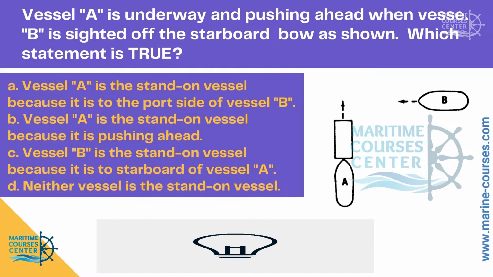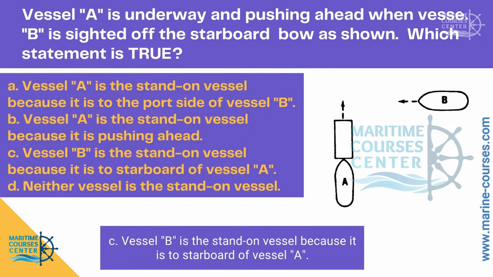A. Vessel A is the stand-on vessel because it is to the port side of vessel B. B. Vessel A is a stand-on vessel because it is pushing ahead. C. Vessel B is a stand-on vessel because it is on the starboard of vessel A. D. Neither vessel is a stand-on vessel. What do you think about it? Could you please think about it?